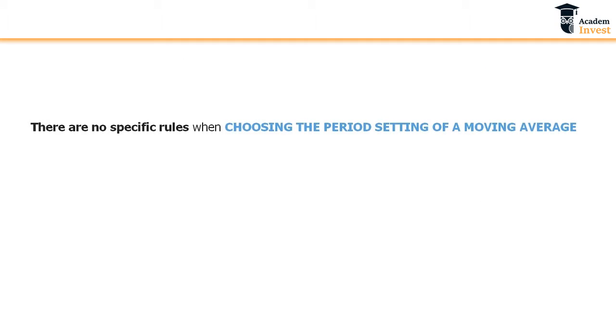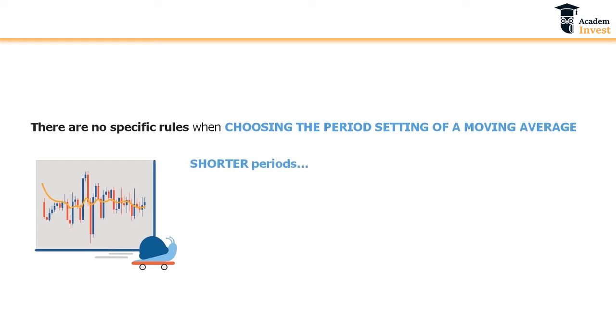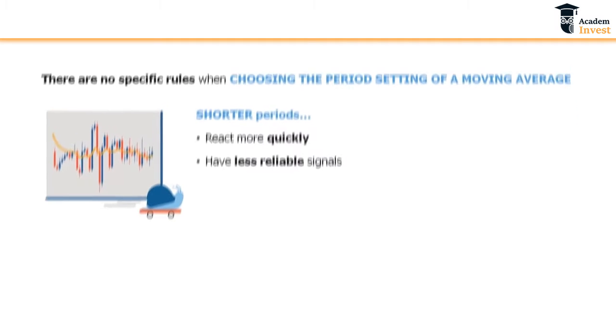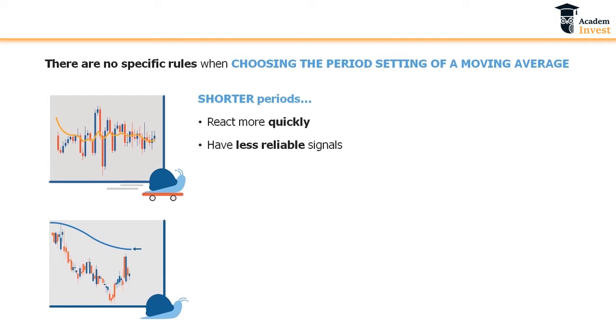There are no specific rules when choosing the number of periods you should use for a moving average. There is, however, a trade-off. When you use shorter periods, such as 10 or 20-period moving averages, they react more quickly to the changing market sentiment. However, the signals are less reliable. When you use longer period moving averages, such as the 50 or the 200 period, the signals are more reliable. However, they react more slowly to the price action.